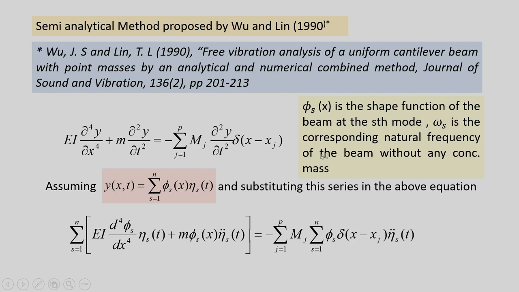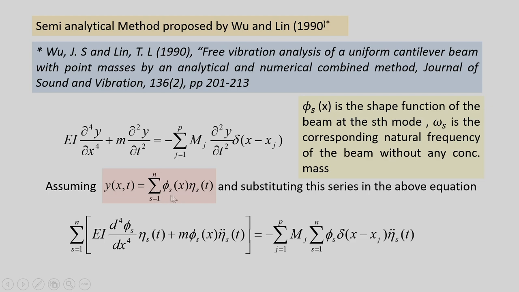Now we can write the displacement of the beam as a summation of the products of the mode shape function and the generalized coordinate eta i t. So this series is given here: y x t equals summation i equal to 1 to infinity phi i x eta i t. So i varies from 1 to n. Here the index is s, but any index can be taken, there is no restriction. You can take j, then here you have to write j, here you have to write j, or you can write any other index which indicates these summation terms.